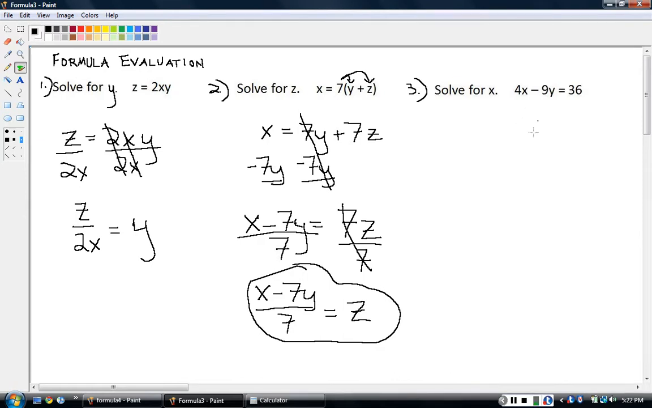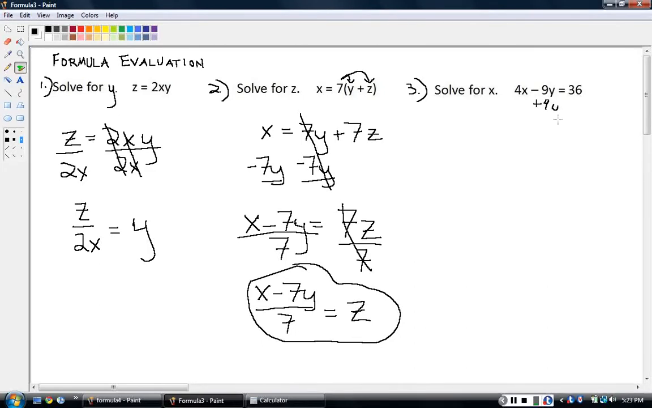Solve for x. 4x minus 9y equals 36. This should look maybe a little familiar to you. This is the equation of a line using the typical variables x and y for your input and output variable. So I want to solve this thing for x. So it's very similar to what we did over here in example 2. I need to get rid of the y expression first. So I'm going to add it to both sides.